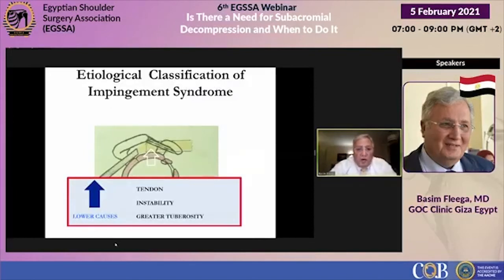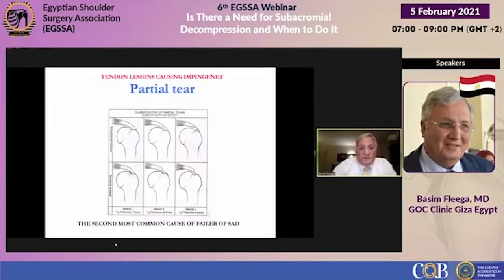Now, what about the inferior causes or the lower causes of the impingement, which we have to keep in mind in our diagnosis and treatment? If we do not take care of that, it can lead to a failed subacromial decompression.